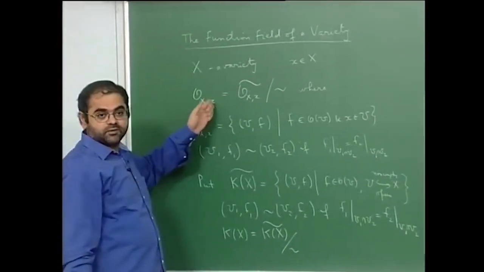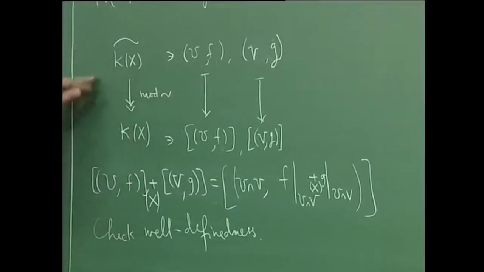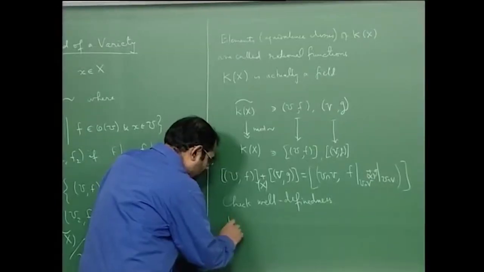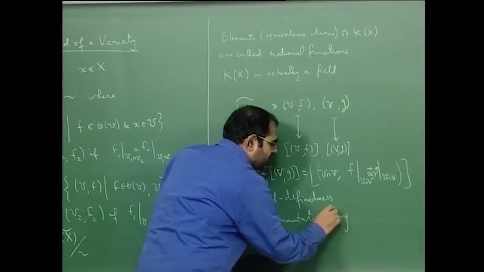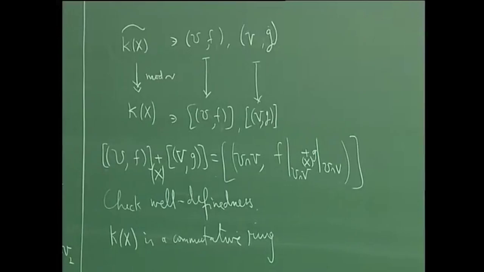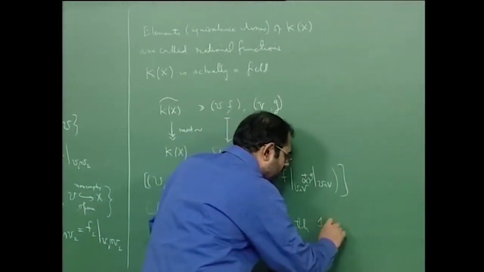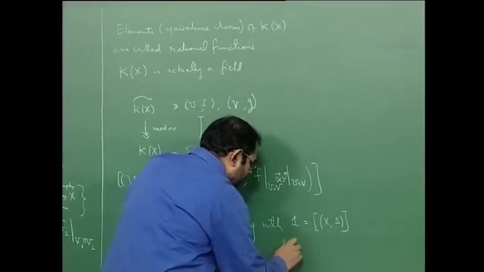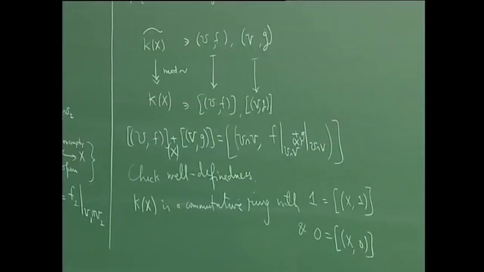The same kind of exercise as you would have undergone for the case of the local ring. So this will make kx into a commutative ring. Of course, it will be a commutative ring because addition and multiplication of functions is pointwise, and that is commutative because the functions are taking values in the base field k, which is commutative. All right, so it's a commutative ring with one given by the pair x comma constant function 1, and the zero element given by the pair x comma constant function 0. So it will be a commutative ring with unity and with this as zero element.